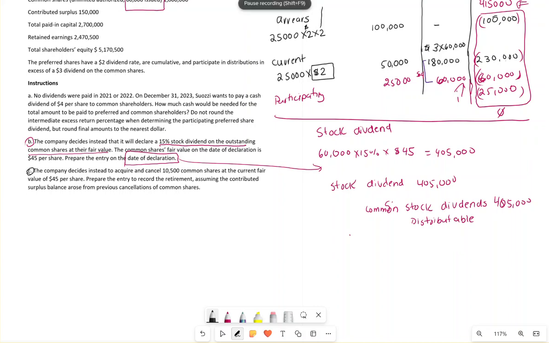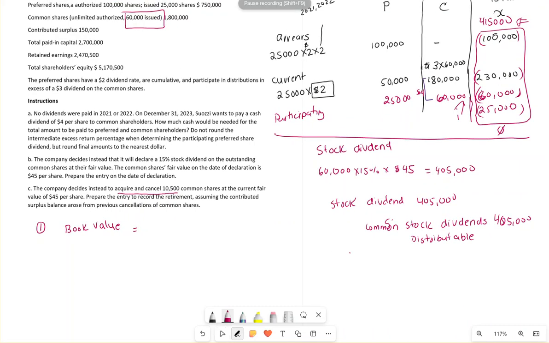So let's do part C. What is part C? Instead of the company paying a stock dividend or a cash dividend, what they did is they repurchased their own shares. They acquired and canceled 10,500 of their shares. If they reacquire, it means that they repurchase their shares. If they repurchase, the first thing you need to know is what is the book value of your common shares? How do we calculate the book value?